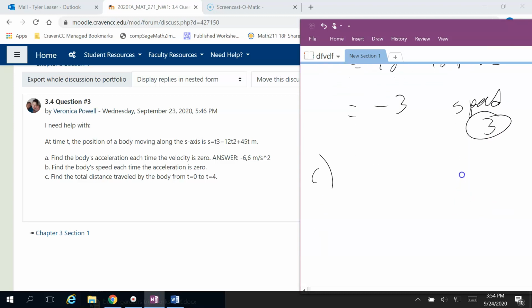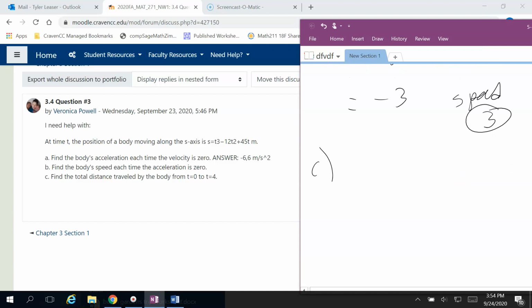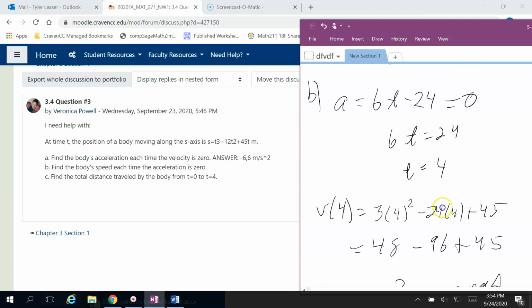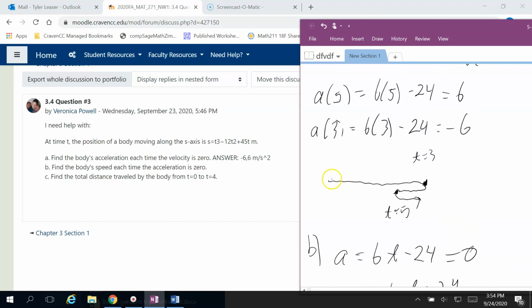All right, now for C. Where we have to be careful with C, the total distance traveled, is that my particle actually goes forward and then backwards. So if I just find the displacement at 0 and at 4 and subtract those two things, that's not really what's going on with my particle. Because remember, my particle travels a certain distance. At 3, it turns around and goes back a little bit.